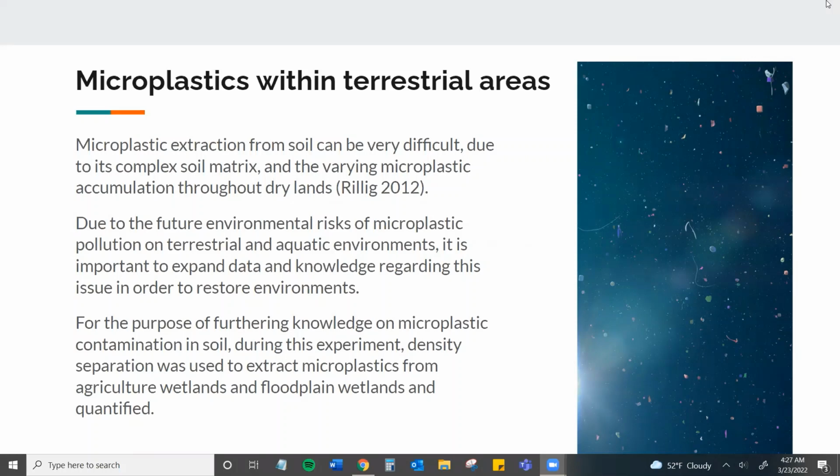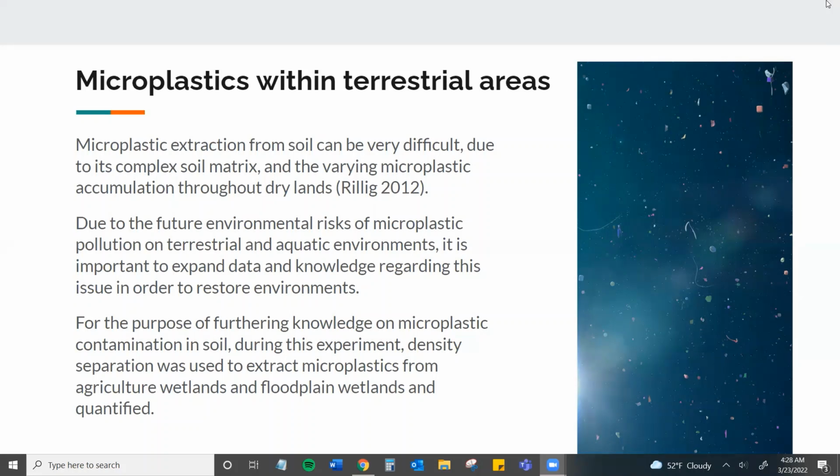It could be due to its complex soil matrix and maybe the varying microplastic accumulation throughout dry lands. As you can see in the photo on the right, this is an aquatic area that has been polluted with microplastic. It's relatively easy to remove these particles by using a variety of filtration systems. However, for extracting microplastics from soil, it can be difficult to discern between a soil particle or a plastic particle, and separating the soil and plastic effectively is a little more in-depth.